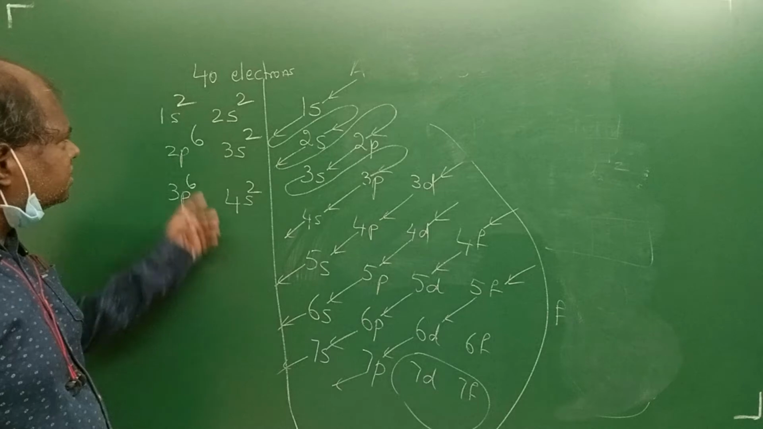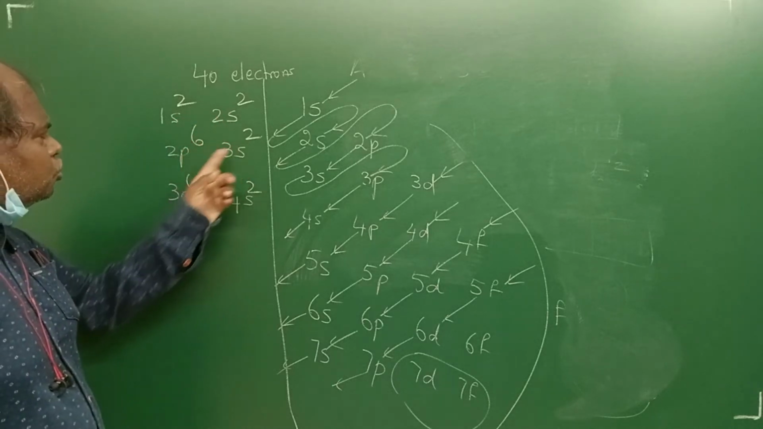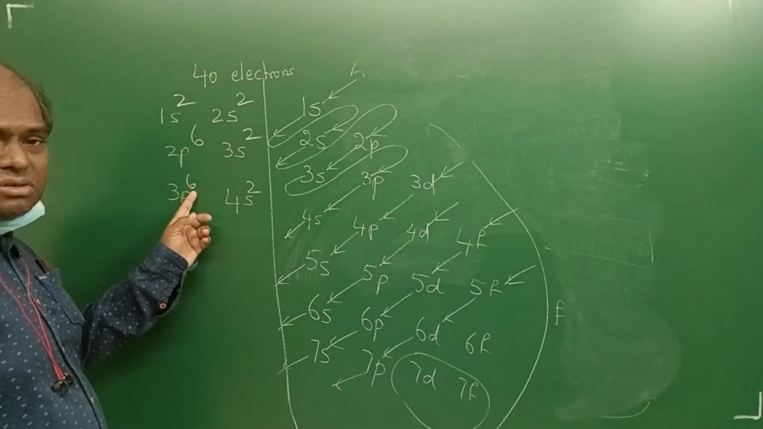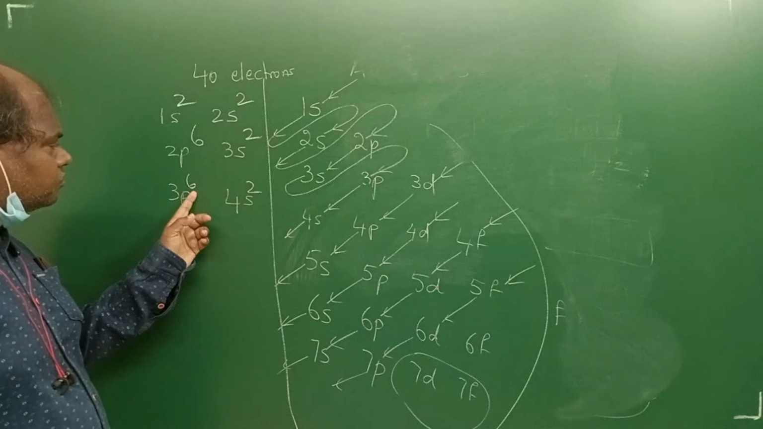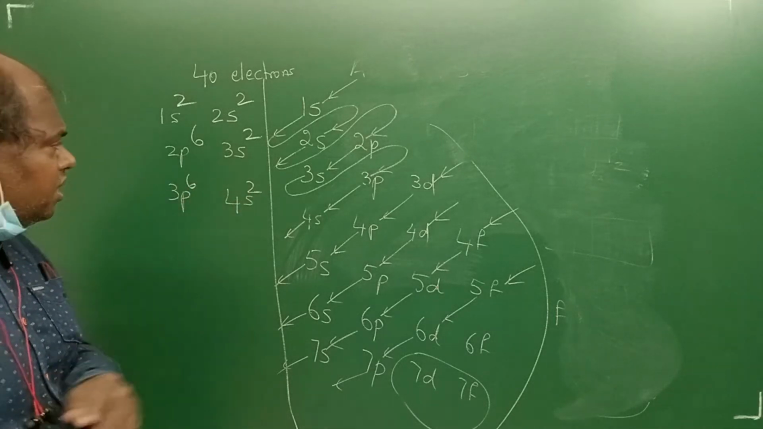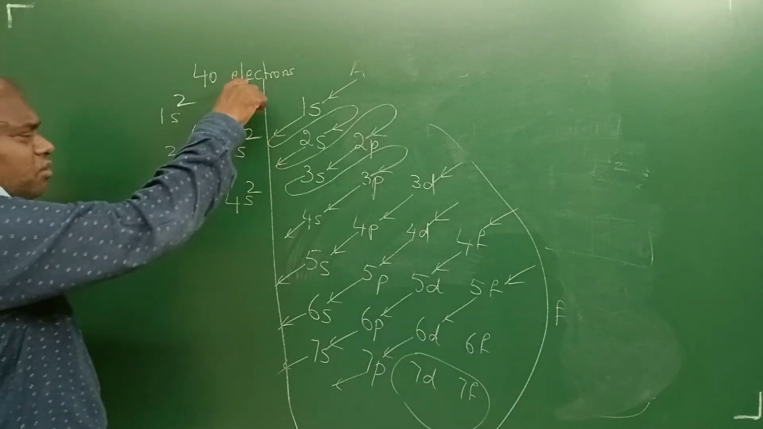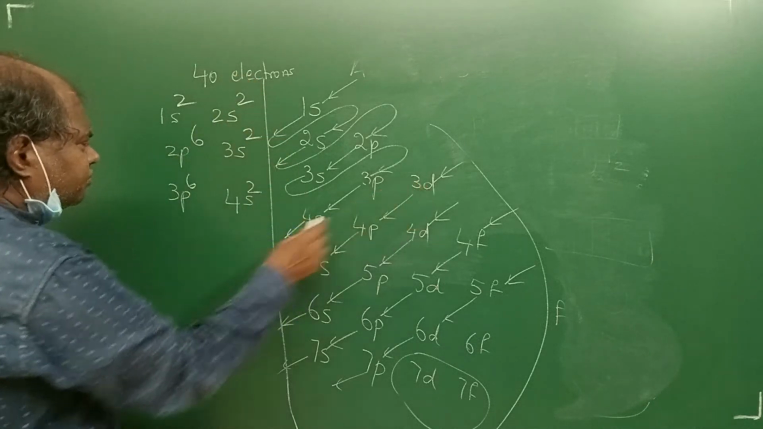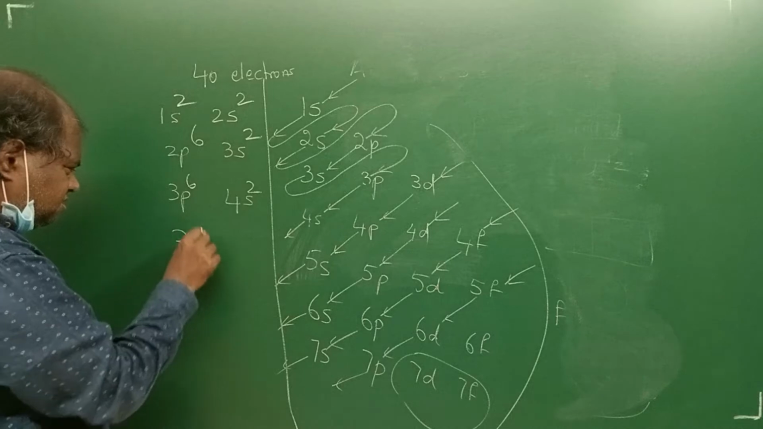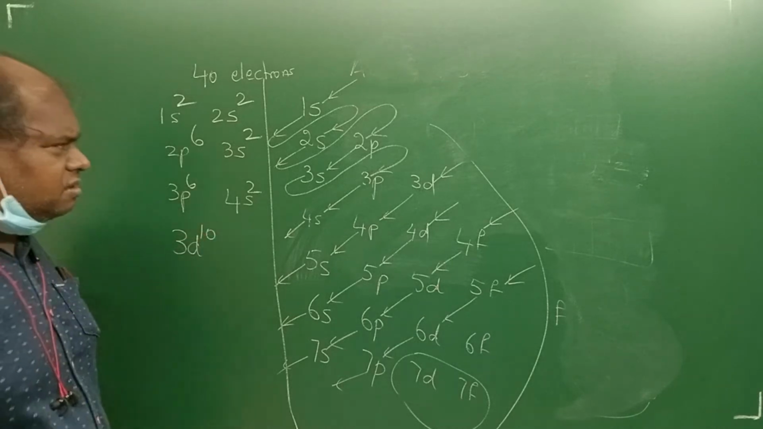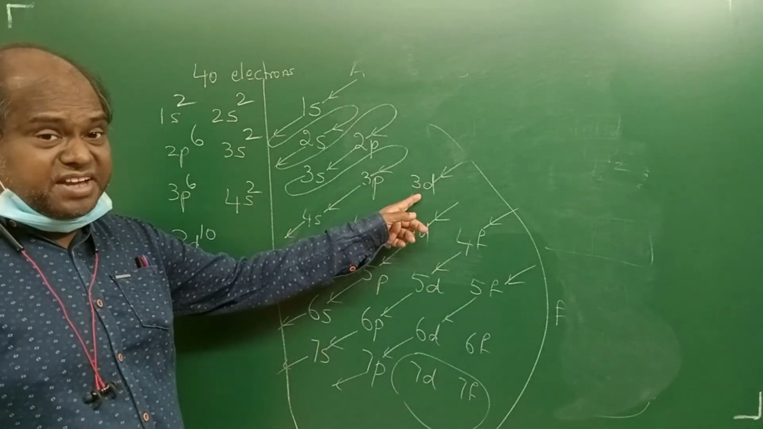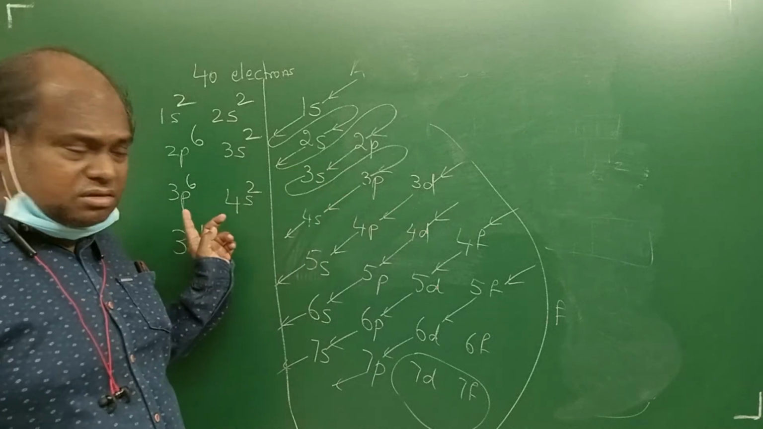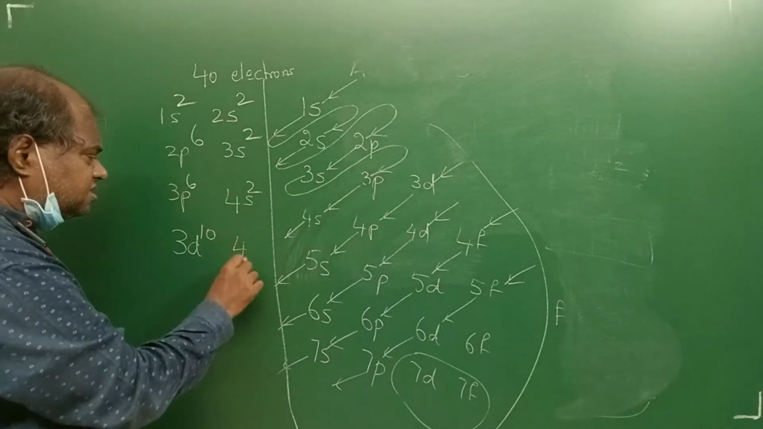Now just count. Are you getting 10, 12, right? 12 plus 6, am I right? 18, 18 plus 2 is 20. You have 20 now, which means you have to go further. You have to fill 40 electrons. So 4s, then you go for 3d. 3d 10, so 30 is over. 4p 6.